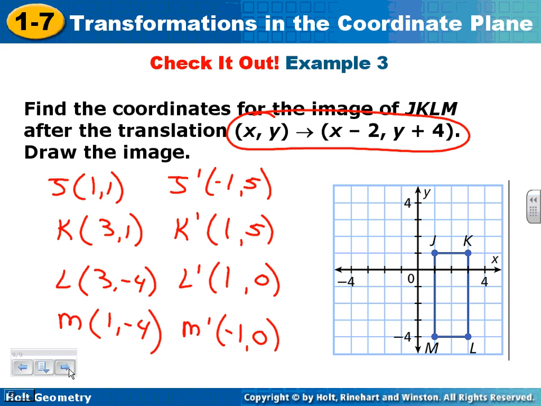Negative 1, 5 would be right there. 1, 5, it's right there. 1, 0, be right there. And negative 1, 0, it's right there. If I draw that rectangle in, there is my pre-image. I'm sorry, my image. So this would be K prime. This would be L prime, M prime, and up there would be J prime.